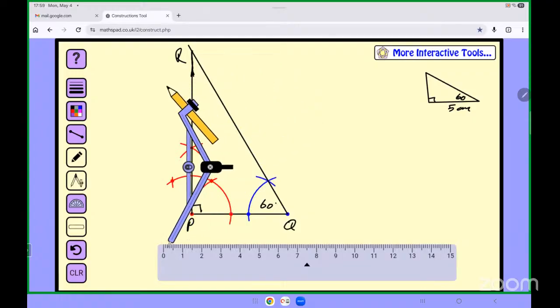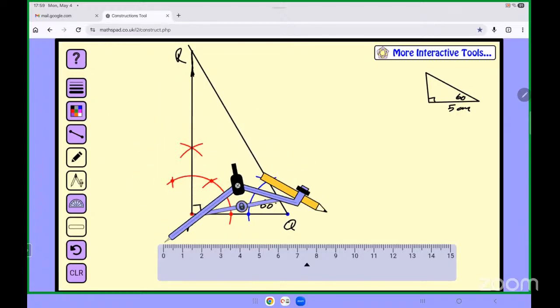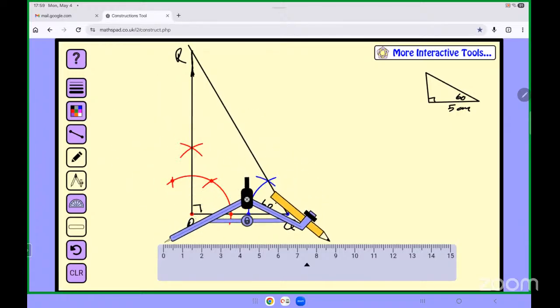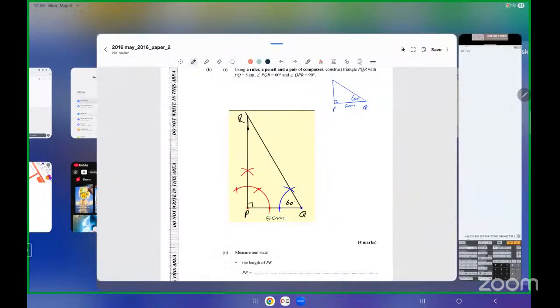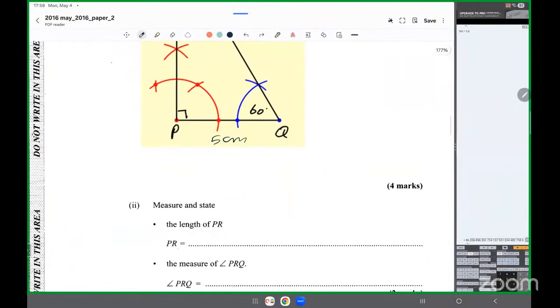So let's put this against the ruler now. Measure it against the ruler. That looks like about 8.6 centimeters. On the right, 8.6 centimeters. So I'm getting 8.6 centimeters for that length.